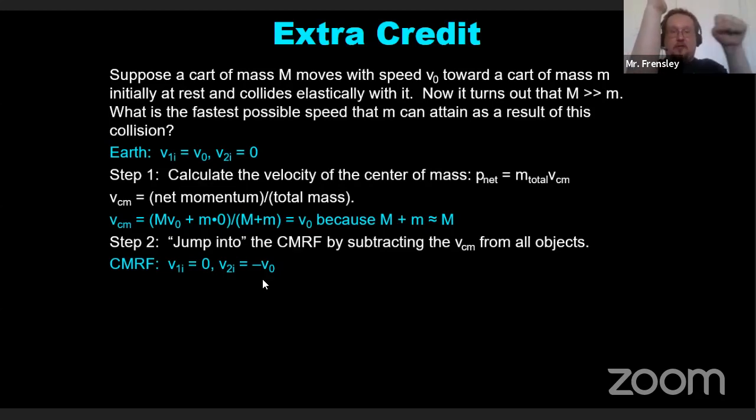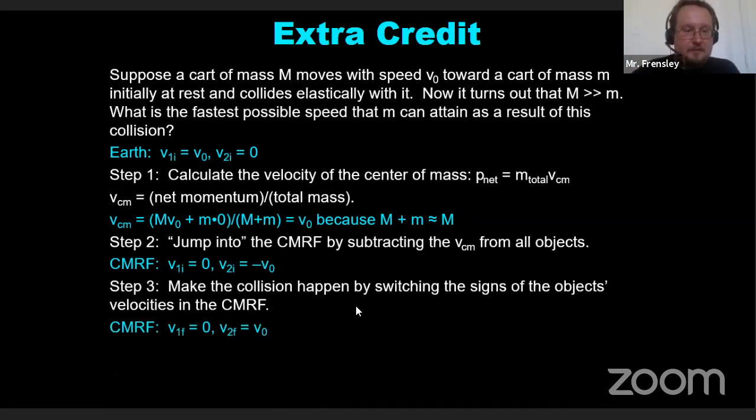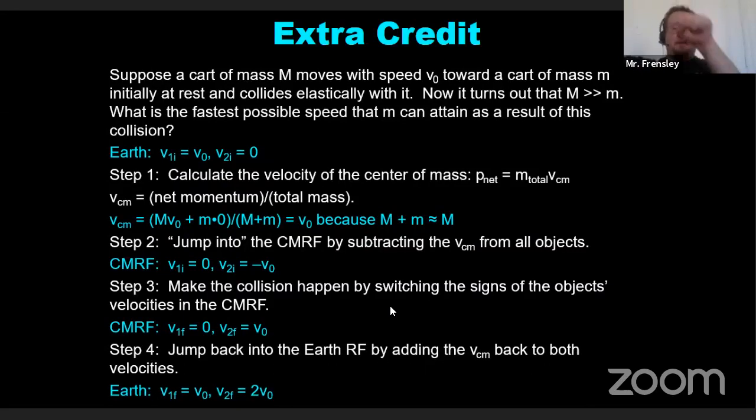So the little object was moving left. Now it's moving right. So I'm going to apply the collision, and the little object, which was moving left at V0, is now moving right at V0. Well, if we jump back into the Earth's frame of reference by adding the V0s back, then what actually happens is that the big object does not noticeably slow down, and the little object will have twice the velocity of the big object.